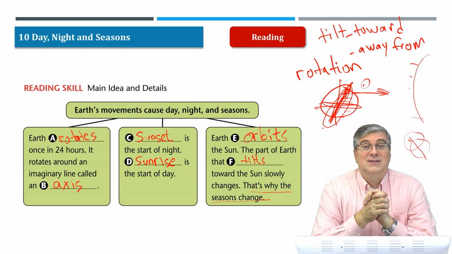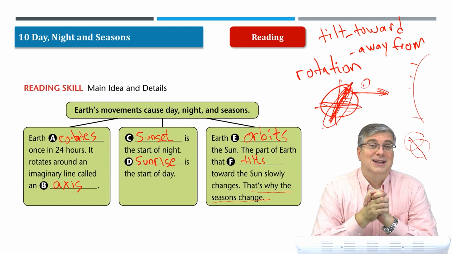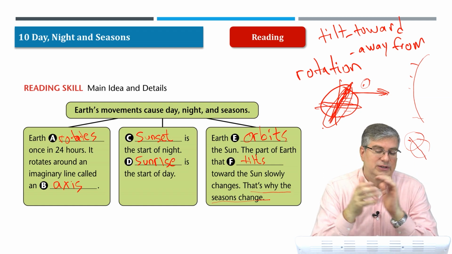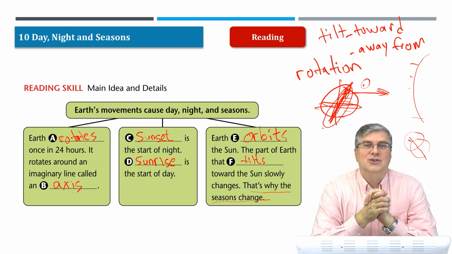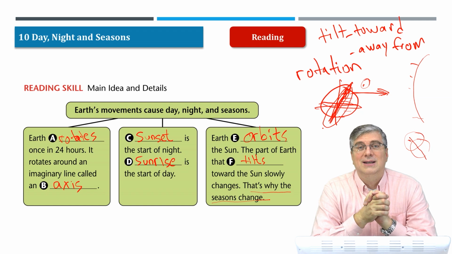Okay, well, that's it for this lesson. I hope that you learned a lot. It's kind of interesting information. I'm interested in it. I hope that you are too. And so I hope this was a useful lesson to you, and also that you learned a lot of vocabulary and a lot of interesting ideas about why we have day and night and why there are seasons.